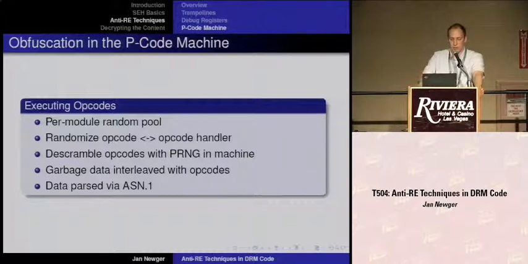So, as I said, the machine actually has a built-in pseudo-random number generator, and additionally, there is data interleaved with the opcodes, which is just there to confuse the reverse engineer. It's just garbage data inserted between opcodes, and this data is actually parsed via ASN1.